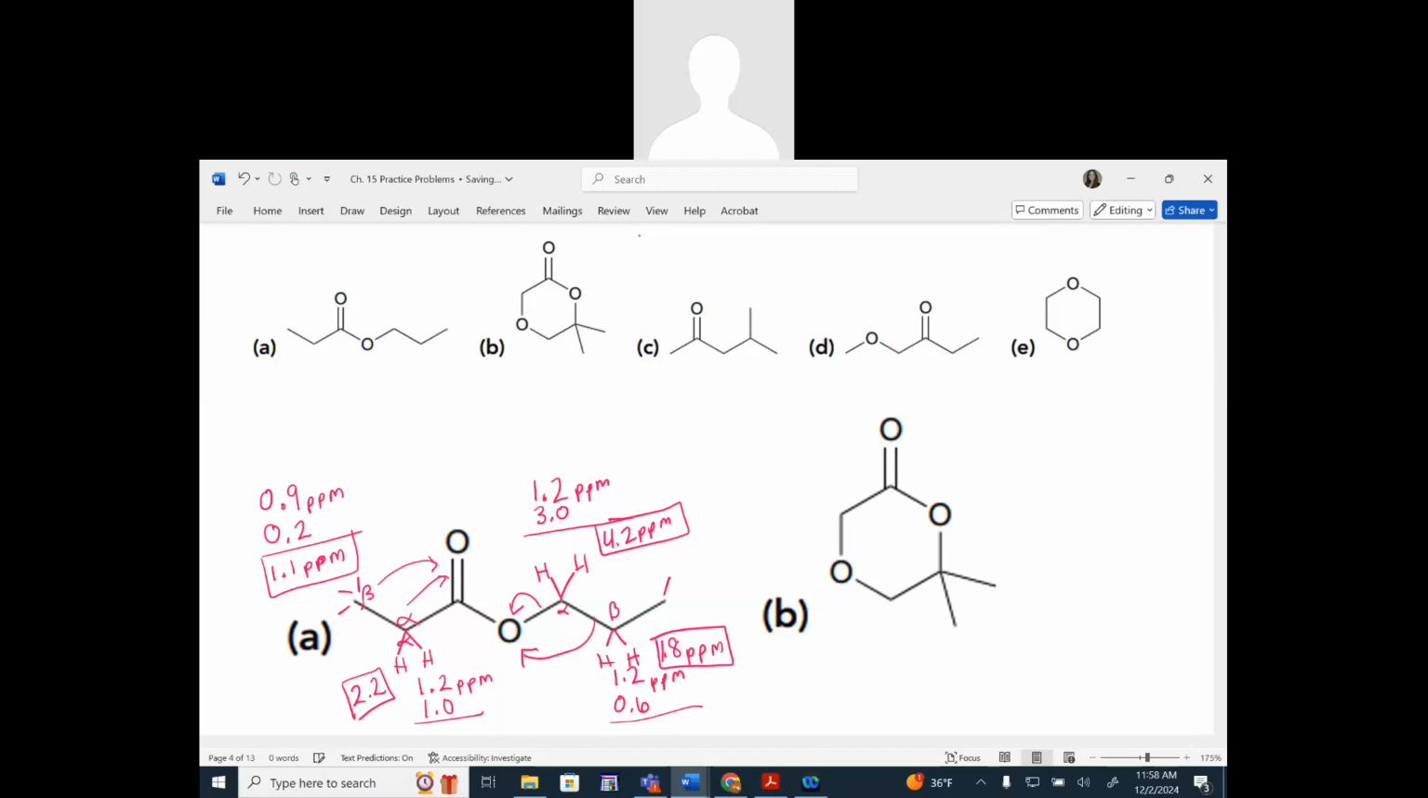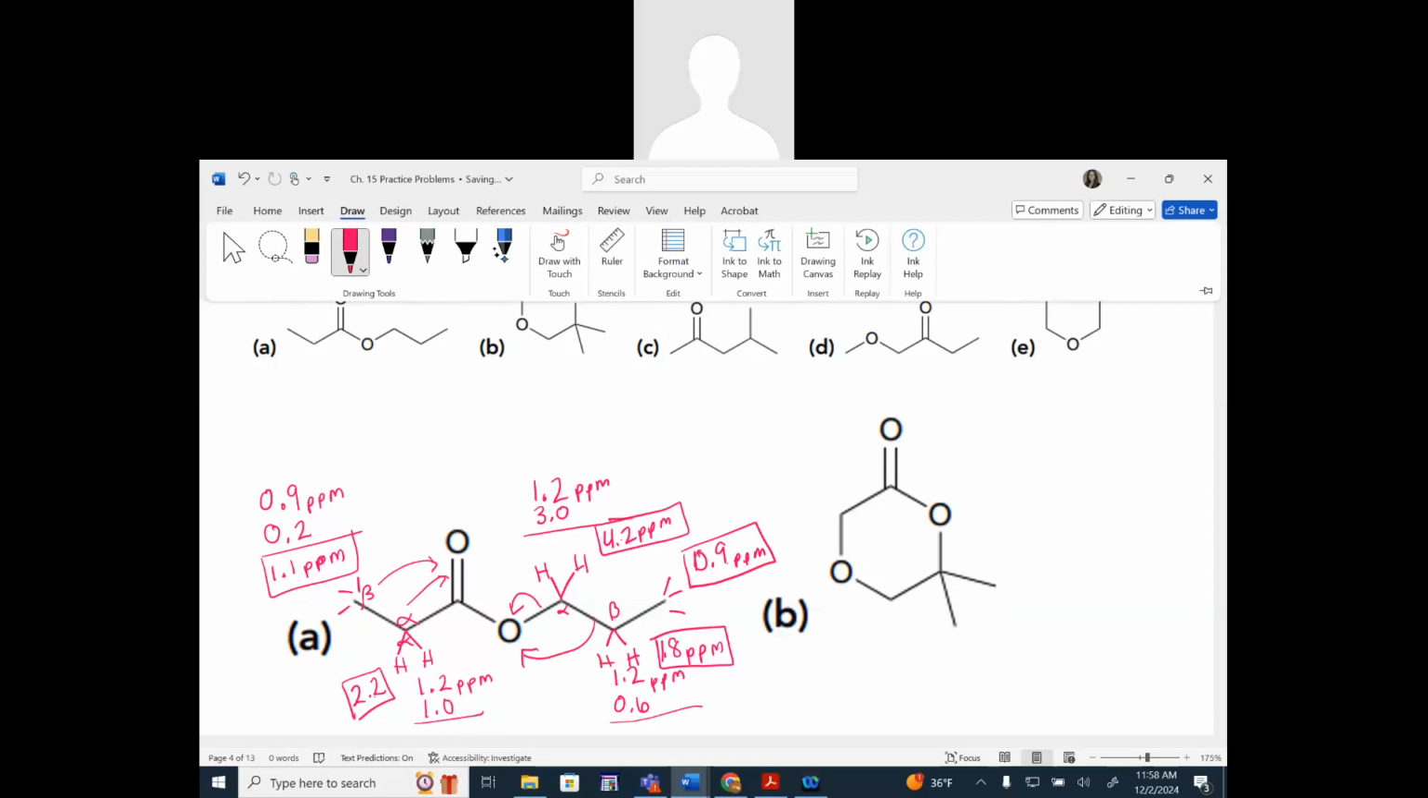Last here we have three methyl protons. They begin at 0.9 ppm, and we're going to add nothing to those. So for these three protons, we would expect to see that signal at about 0.9 ppm. So again, we have 1, 2, 3, 4, 5 distinct signals that we should see.